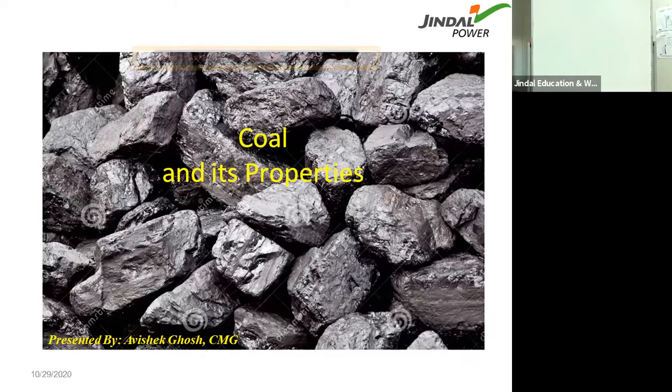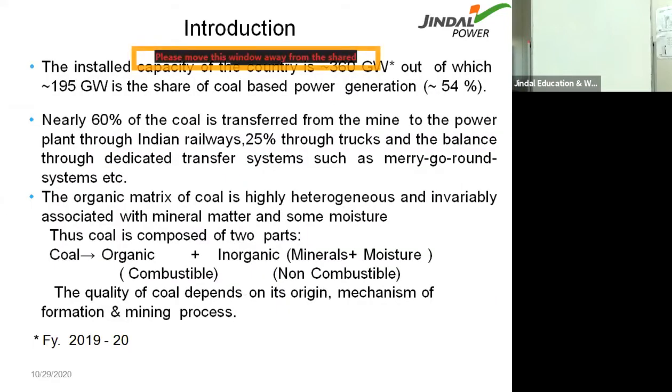In our country, the total installed generated power is 360 gigawatt as per fiscal year 2019-20 statistics, out of which 195 gigawatt is shared by coal-based power generation. So normally it contributes about 54% of the total electricity generation in our country.